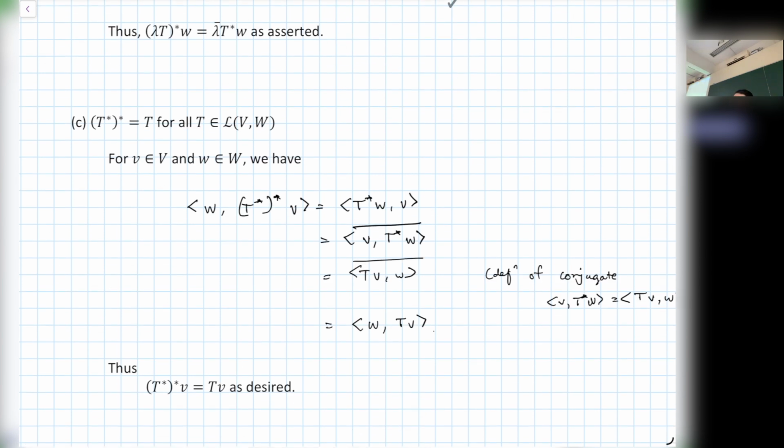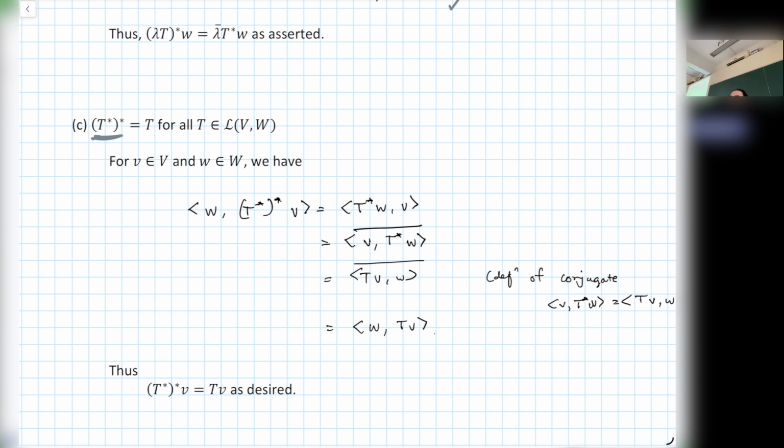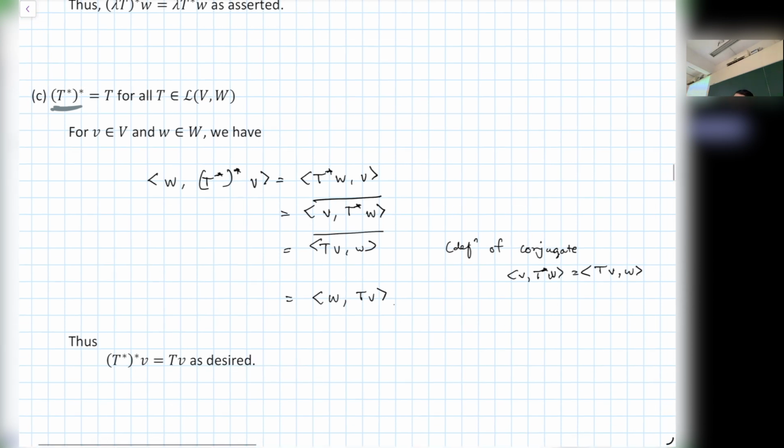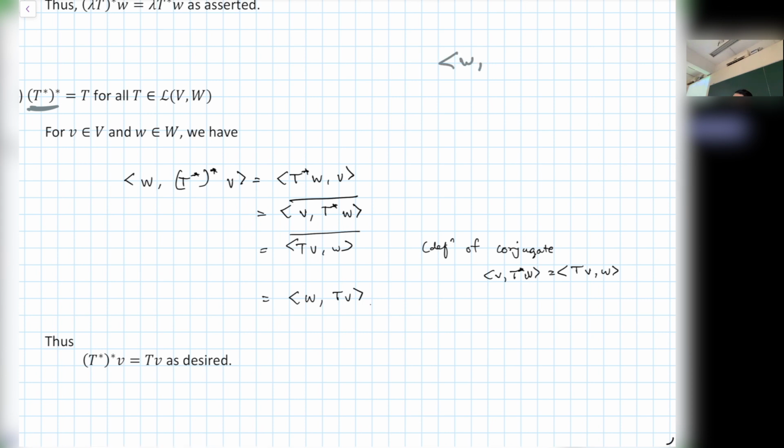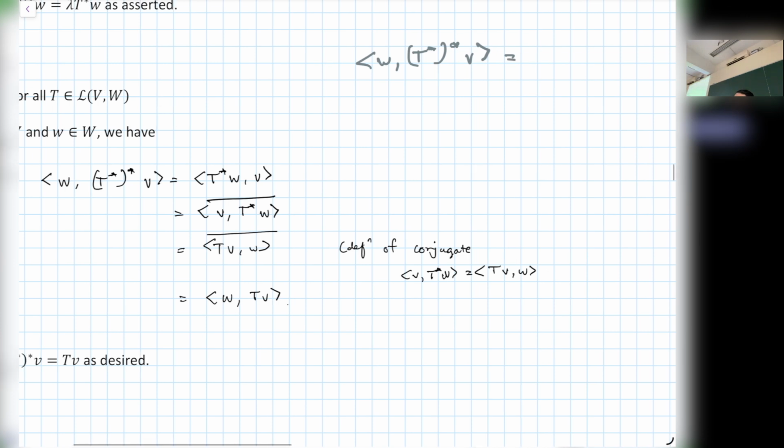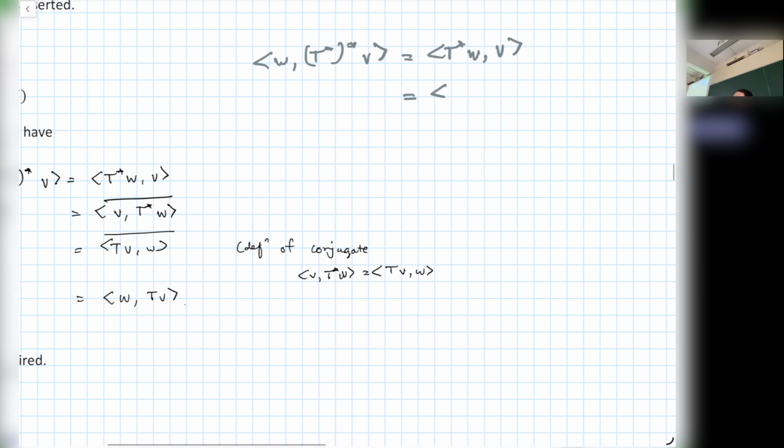Now this one is kind of nice. Here it's saying what happens if you take the adjoint twice? If you take the complex conjugate twice, we know you get the same thing back. Is it something similar here? It turns out yes. So how do we show this? Again, we're going to do the same trick. We're going to start with W, T star star V. We're going to write it as T star W, V. And this would be what? Now we're going to write the complex conjugate of this expression. The first step is from the definition of adjoint, correct?